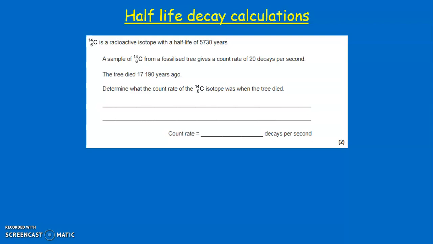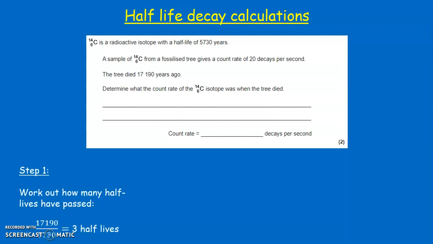So, what you always do is, step 1, find out how many half-lives have passed. In this case, we know the tree died 17,190 years ago. The half-life is 5,730 years. How many times do they divide? Well, the answer is 3, so it's 3 half-lives.